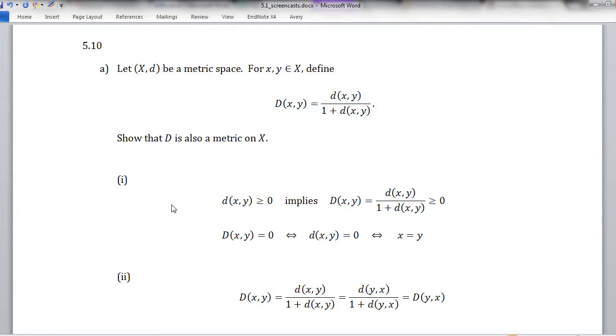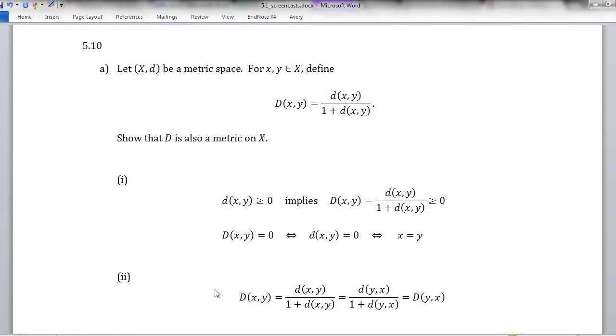So first property of a metric: we know that little d is a metric, and so it's always greater than or equal to 0. That means that in the definition of capital D, the numerator is greater than or equal to 0. The denominator is certainly greater than 0, and so the quotient is well defined and is greater than or equal to 0. And when is capital D equal to 0? That's exactly when its numerator is equal to 0. And since little d is a metric, that happens exactly when the points x and y are the same. So capital D of x, y is 0 if and only if x equals y, as required.